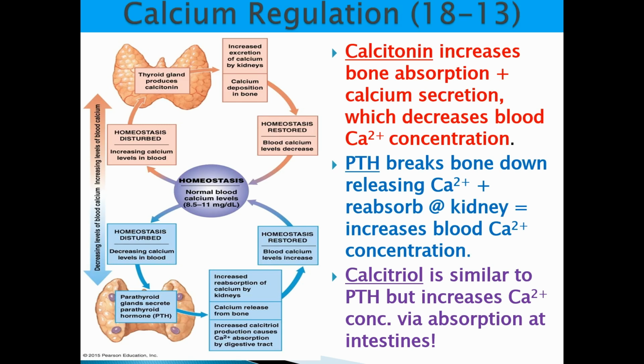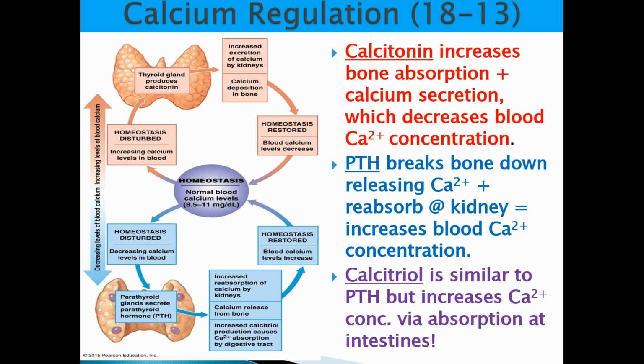PTH does the exact opposite. PTH stimulates the osteoclast to break down calcium from bone and cause the kidneys to reabsorb calcium, which increases blood calcium. So PTH is secreted when calcium is low in the blood, and then that PTH will stimulate the release of calcitriol from the kidneys, which, similar to PTH, stimulates those osteoclasts, but instead of targeting the kidneys themselves, it will cause absorption at the intestines or via digestion. So know these three really well. I cannot stress that enough.